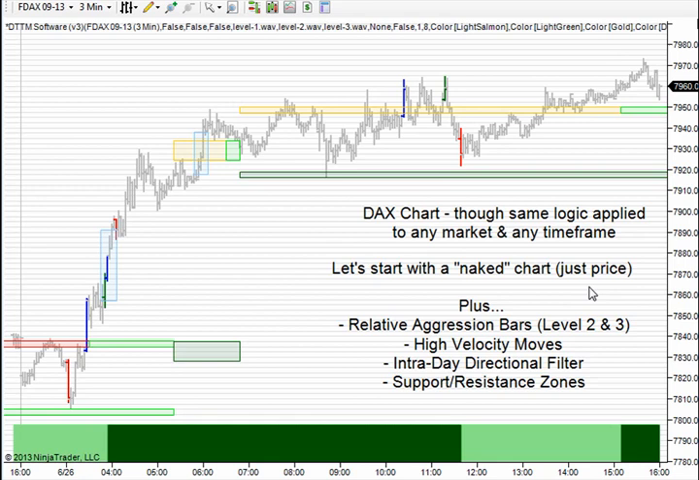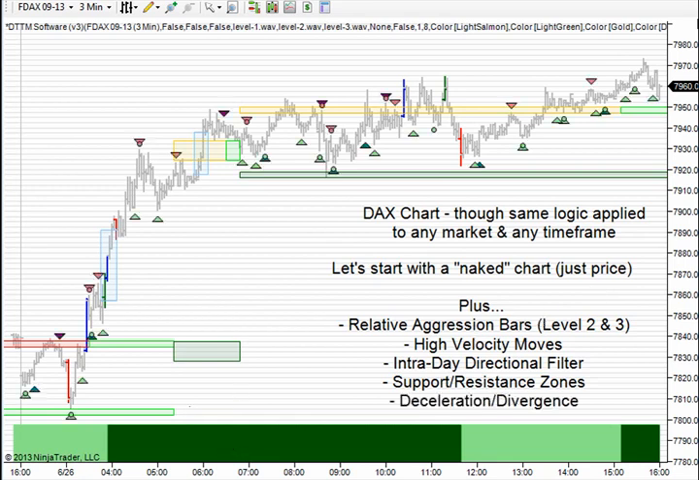So finally, let me just show what we call the deceleration and divergence indicators. Let me throw those on there. So what I've done is I've now added the deceleration and divergence, and these are the diamonds or triangles and circles that you see.